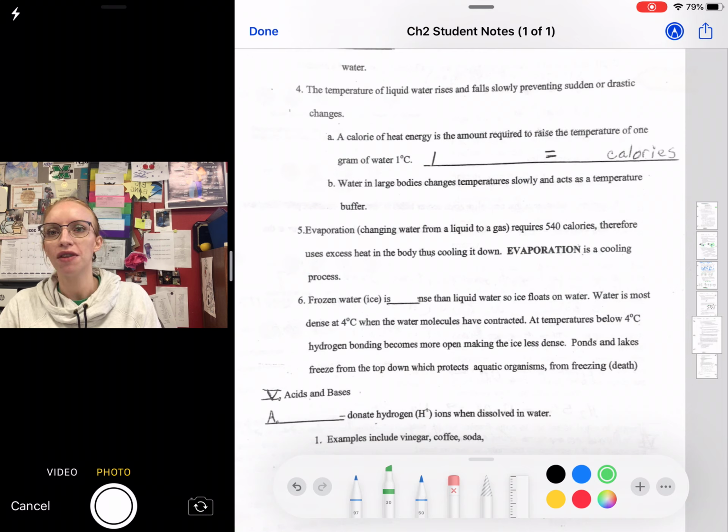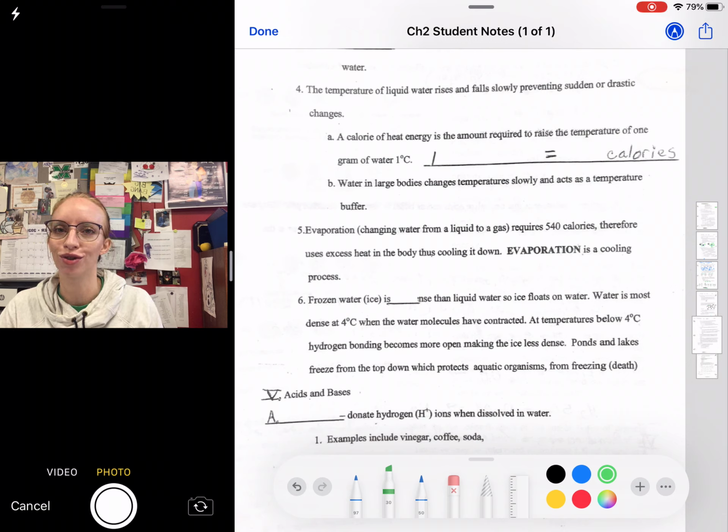It says, a calorie of heat energy is the amount required to raise the temperature of 1 gram of water 1 degree Celsius. So 1 calorie equals 1,000 calories. Should be 1 kilocalorie. I don't know why that isn't right. 1 kilocalorie, K-I-L-O, is 1,000 calories. Water in large bodies changes temperature slowly and acts as a temperature buffer.